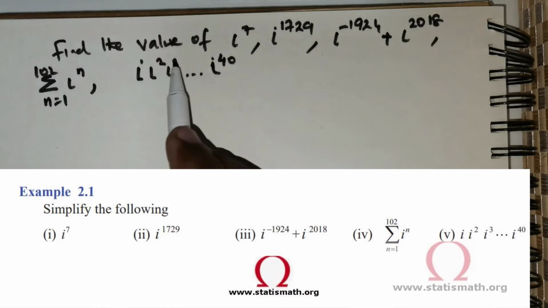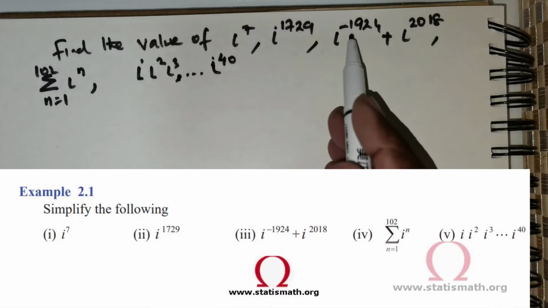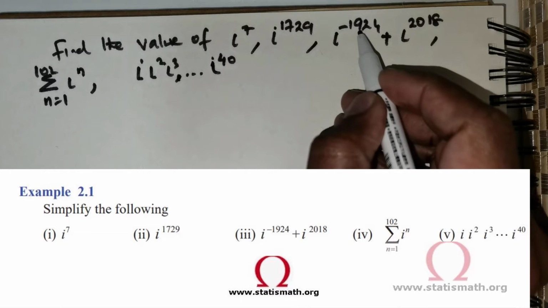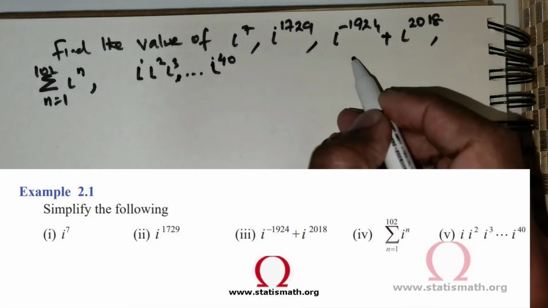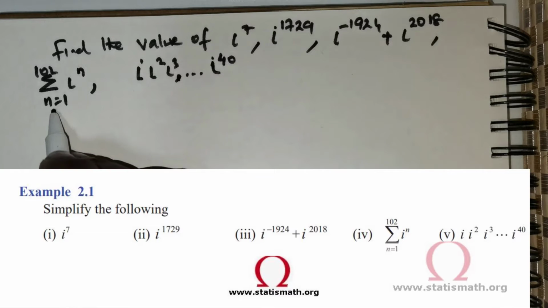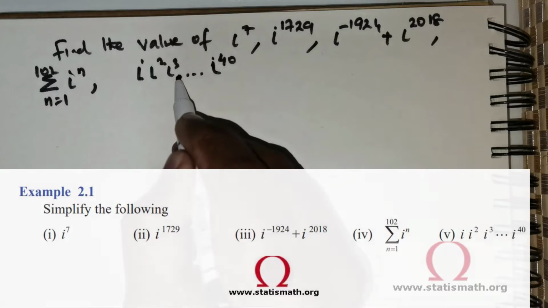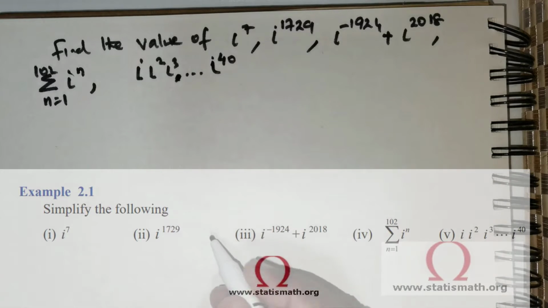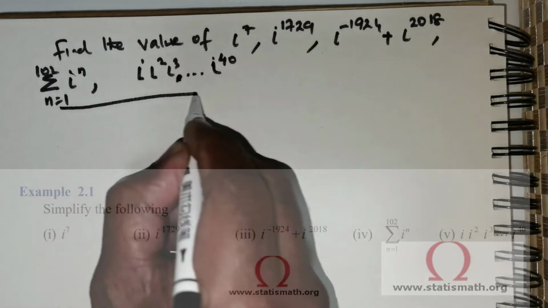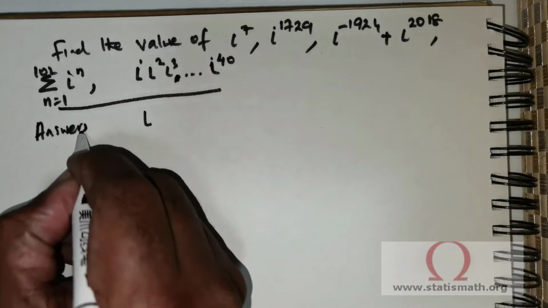Students, we are asked to find the value of i raised to the power 7, i raised to the power 1729, i raised to the power negative 1924 added with i raised to the power 2018, and then the sum from n equal to 1 to 102 of i raised to the power n, and then a product of i squared, i raised to the power 3, etc. It goes up to i raised to the power 40. So we start off by finding the value of i raised to the power 7.